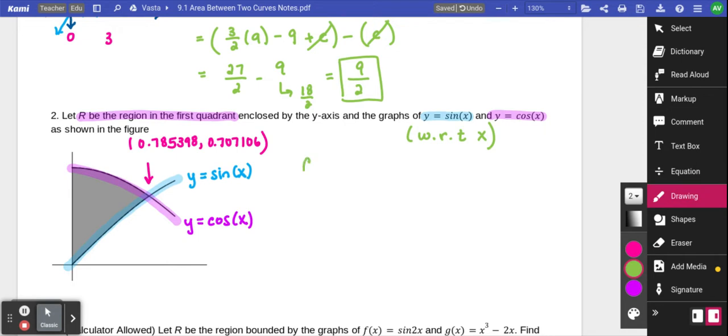So I'm going to set up my integral. My integral is going to go from 0, which is where this graph starts, to 0.785398.